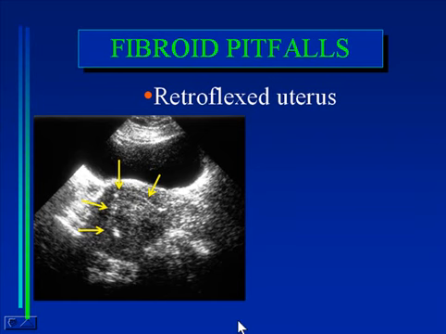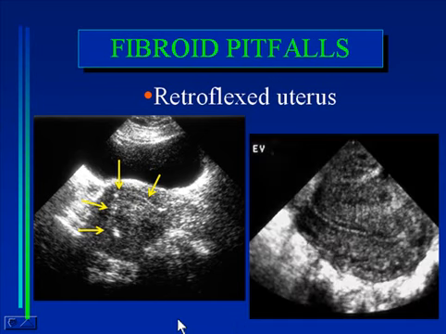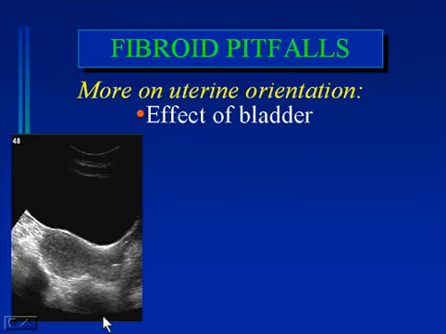This can be confirmed with endovaginal ultrasound, which will show in a retroflexed or a retroverted uterus that the uterus points to the right side of the image. An antepositioned uterus would point to the left side of the image. With that, I want to talk a little bit about uterine orientation.